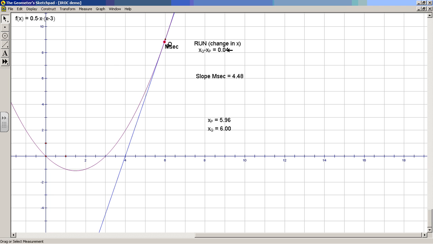Notice right there, we're getting pretty close. The run is whatever, and the slope of the secant is whatever, and I can see my P and my Q are getting very, very close together. I want them to be right on top of each other, except then I'd be dividing by 0.